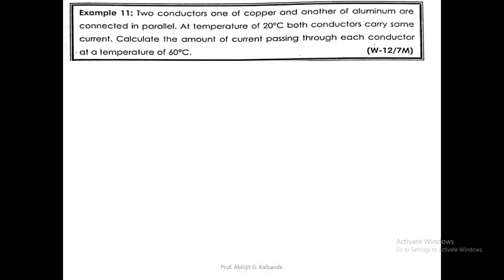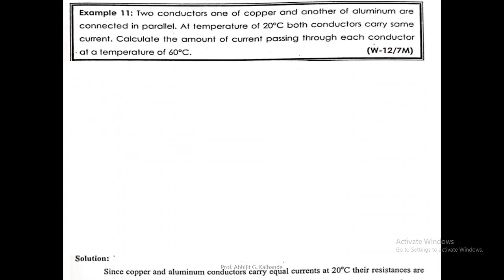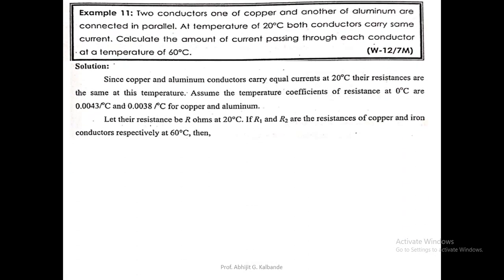Another numerical will be from you. Two conductors, one of copper wire and another of aluminum, are connected in parallel. At a temperature of 20 degrees Celsius, both the conductors carry the same current. Calculate the amount of current passing through each conductor at a temperature of 60 degrees. Here, the copper and aluminum conductors carry equal current at 20 degrees Celsius, so the resistances are the same at this temperature.